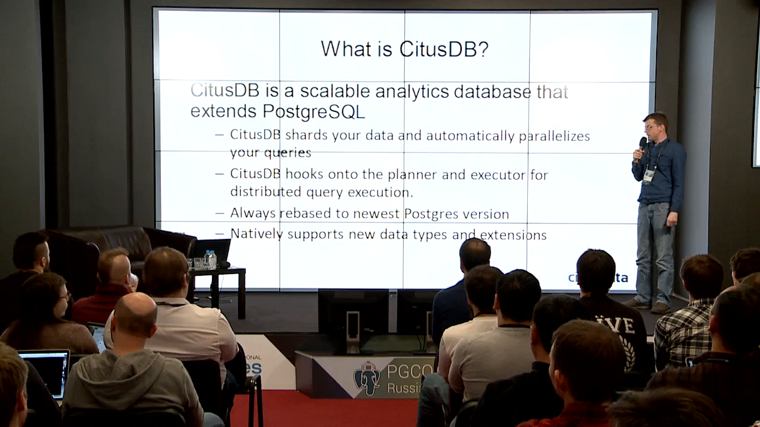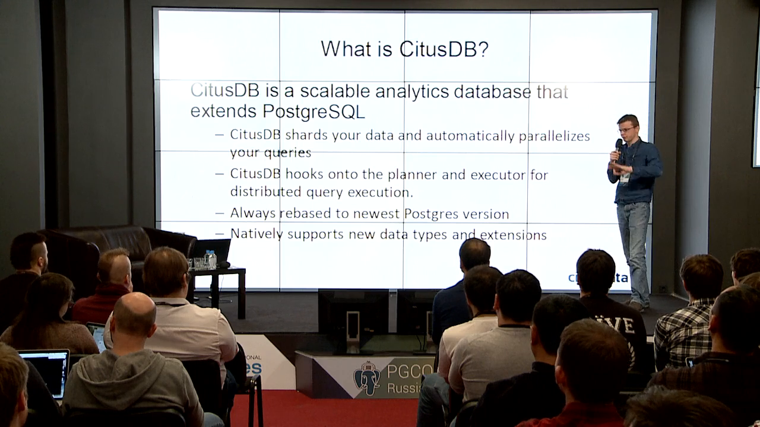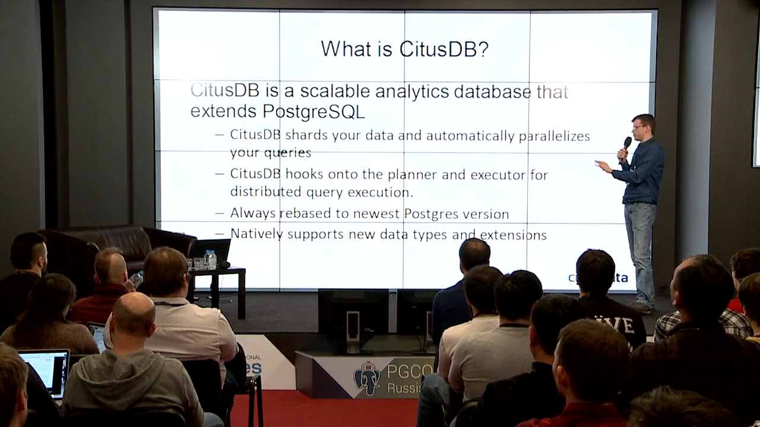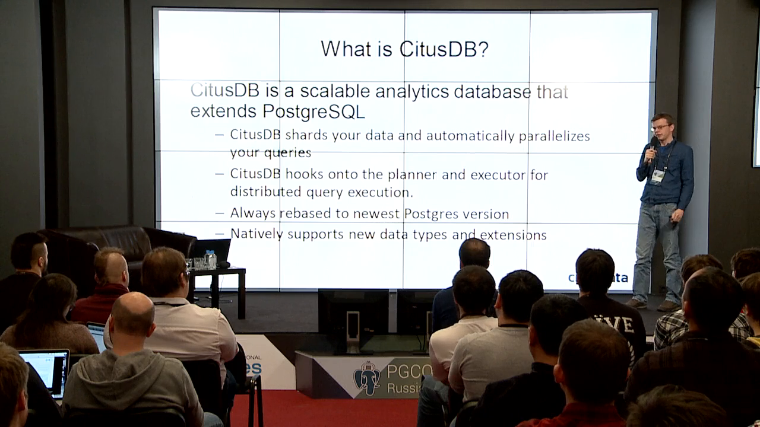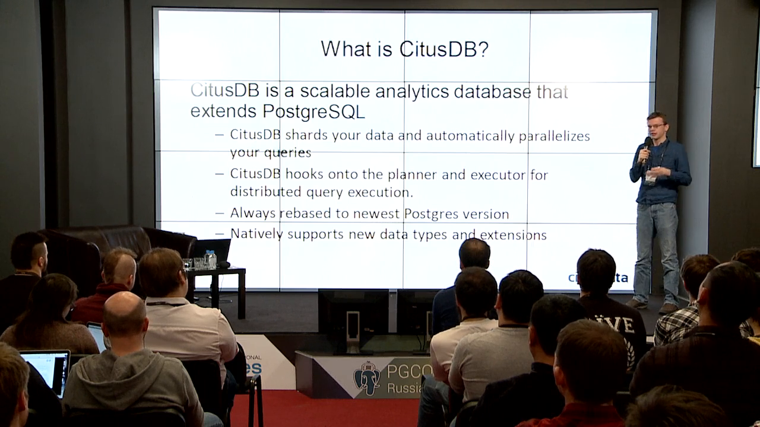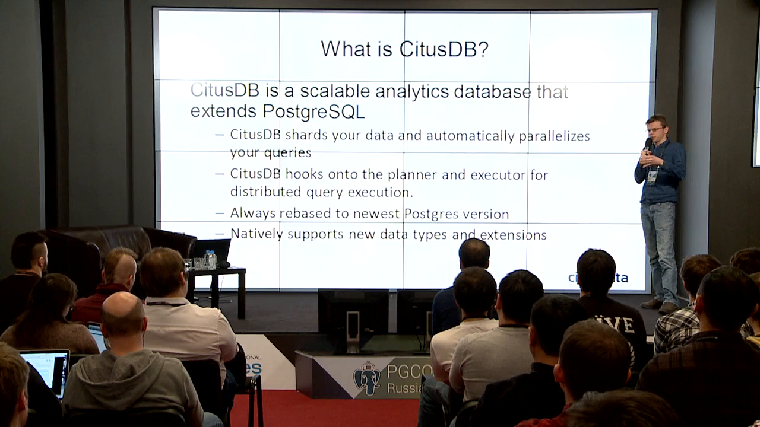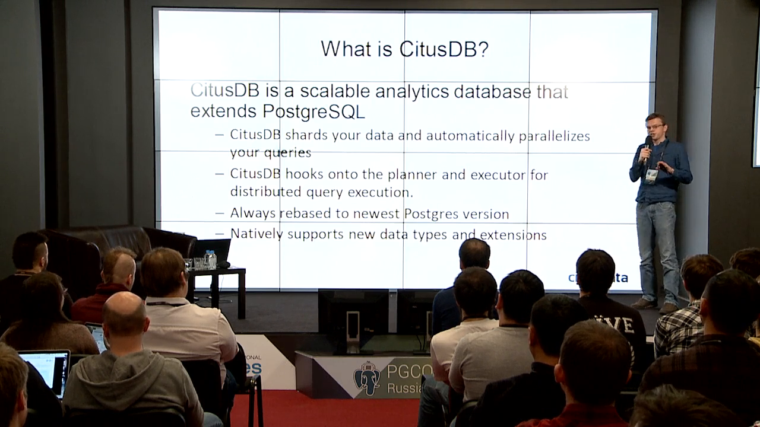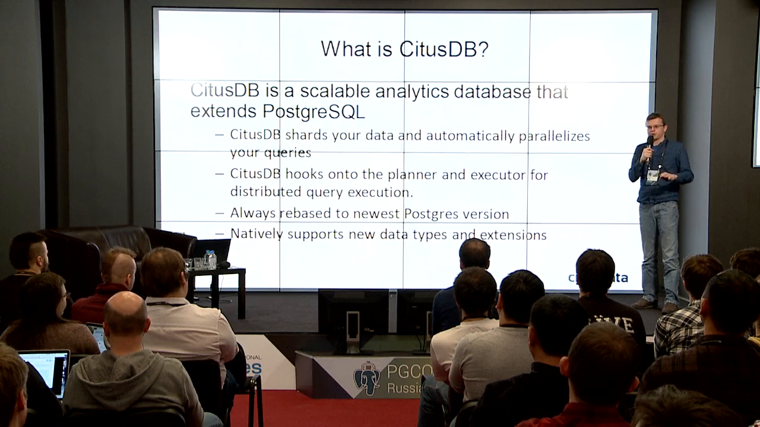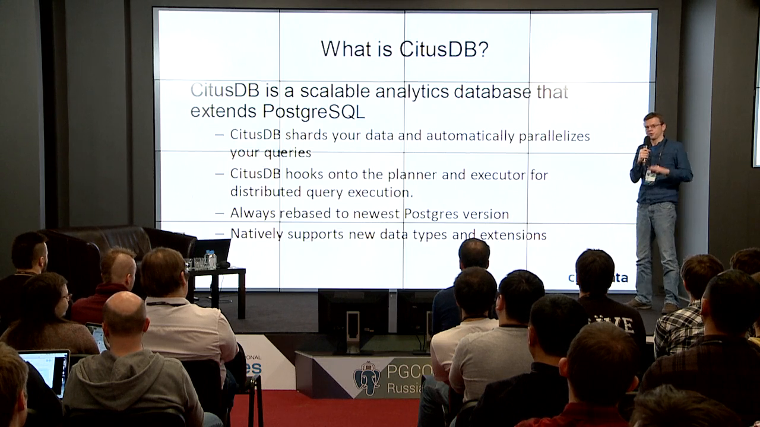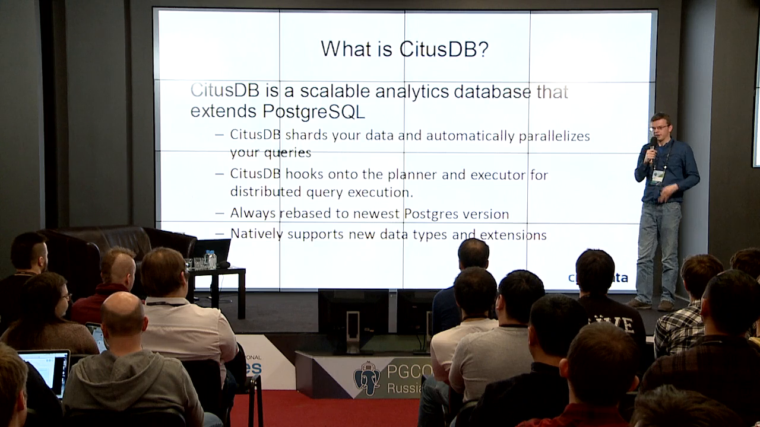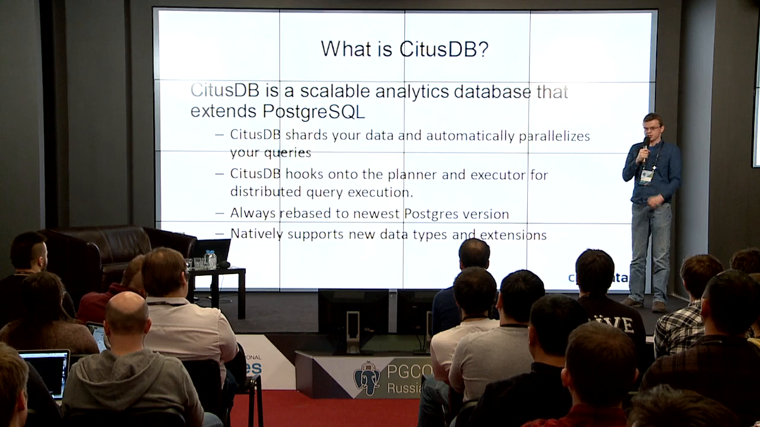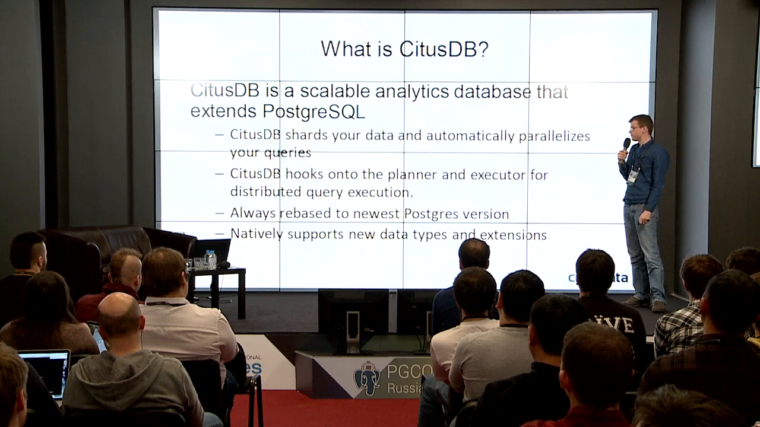CitusDB makes some modifications to Postgres, but they're very small because mostly it hooks into the planner and the executor logic of Postgres. I'm going to provide an example of that because PGShard does the same thing. Because the changes to Postgres are quite small, it's easy for us to keep updating it to the latest version. So pretty soon we'll have a release where we'll support Postgres 9.4, with all the extensions and data types that come with it.